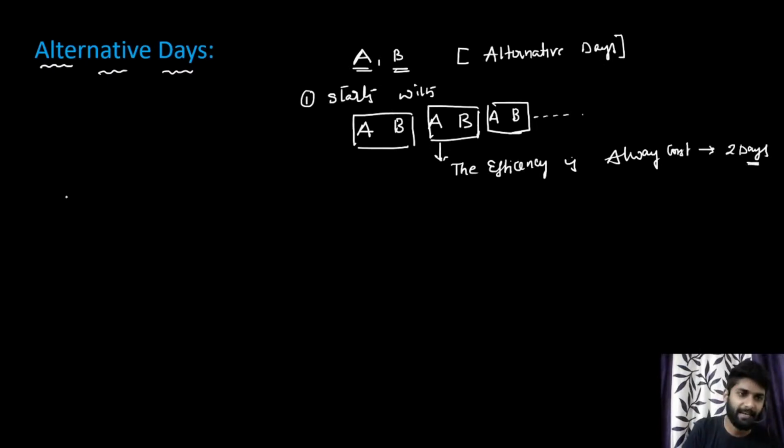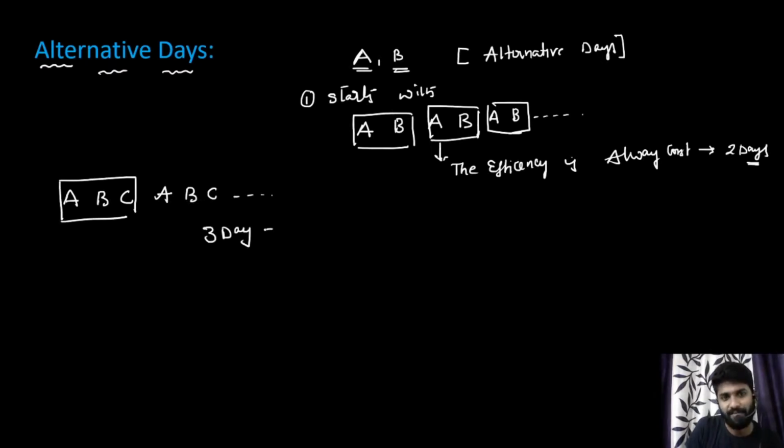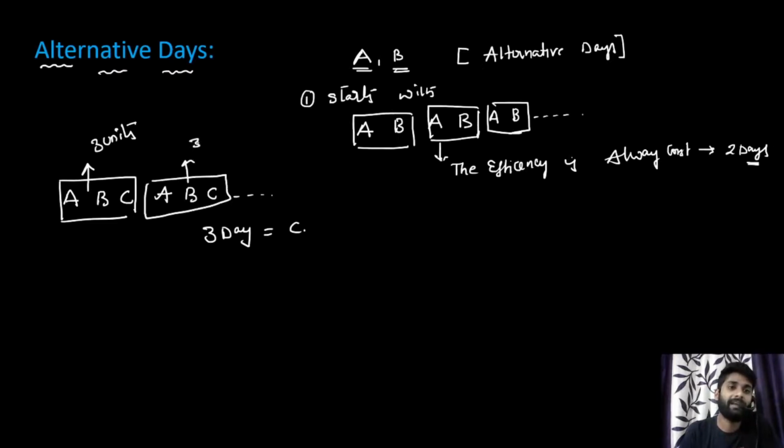For example, if there are three persons, one day A, second day B, third day C, fourth day A, next B, then C, and so on. Then what is your observation? Every 3 days the efficiency is always constant. So what is the meaning? For example, if in these 3 days they completed 3 units, then the next 3 days also they complete 3 units only. That is the meaning, guys.